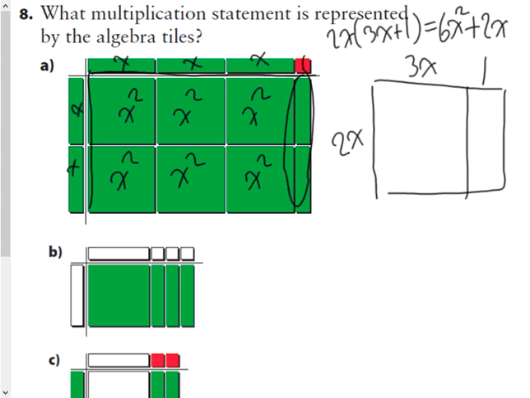So there's our solution. There's what our picture on the outskirts was telling us, 2x times 3x plus 1, and our solution is 6x squared plus 2x.